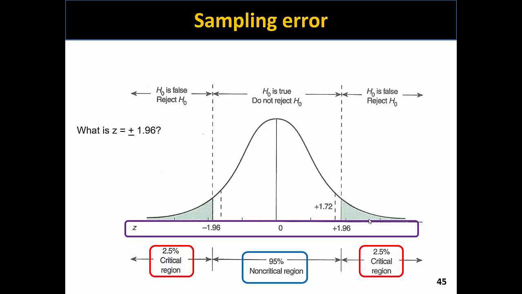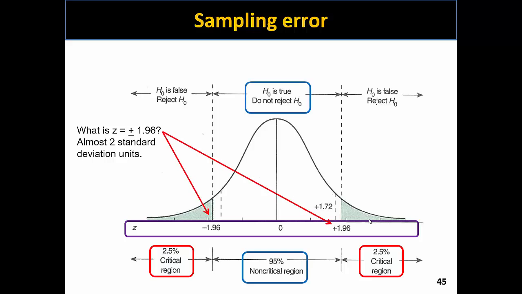And so we ask the question that we posed before: what is a z-value of plus or minus 1.96? It's almost 2 standard deviation units, and it captures 95% of all the scores within this distribution. So if we find our calculated z-value falls between positive and negative 1.96, then we do not reject the null hypothesis. Recall that the null hypothesis stated that there would be no statistical difference between the Raptors' average salary per player and the NBA average.